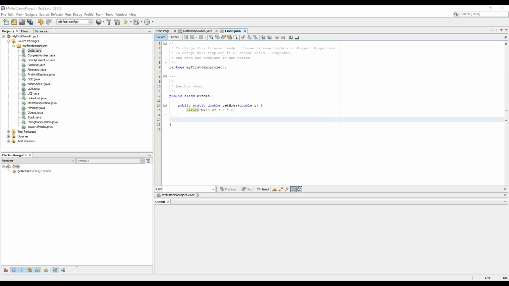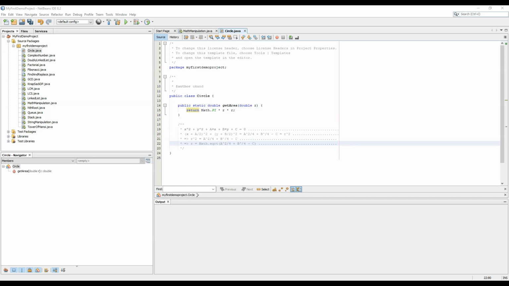Next, I will write the formula for calculating the radius of the circle from the equation. So I have written the general equation for the circle: x square plus y square plus ax plus by plus c equal to 0. I just completed the square, and making a perfect square, I resolved it into the form of (x minus h) square plus (y minus k) square is equal to r square, where r is the radius. So r square becomes a square by 4 plus b square by 4 minus c, and r becomes Math.sqrt of a square by 4 plus b square by 4 minus c. So now we just need to calculate the equation.